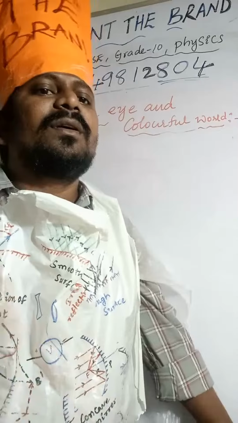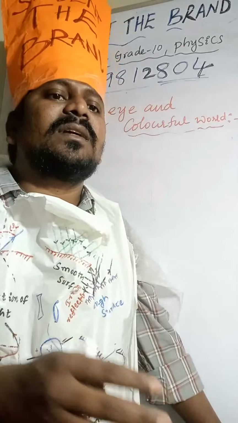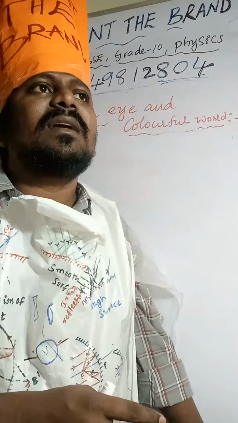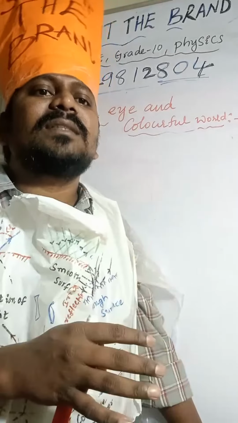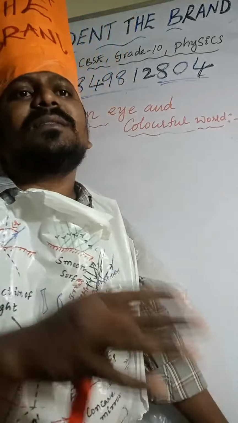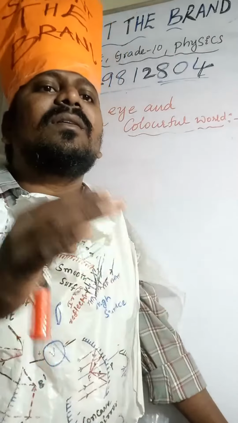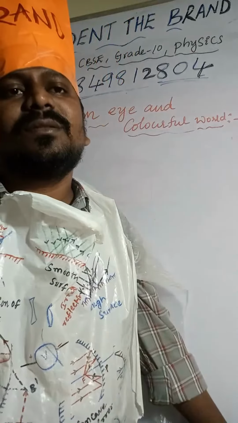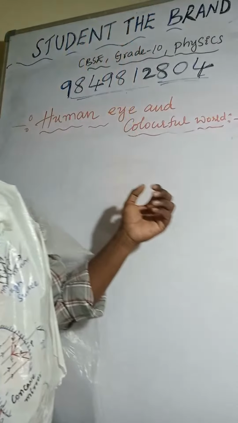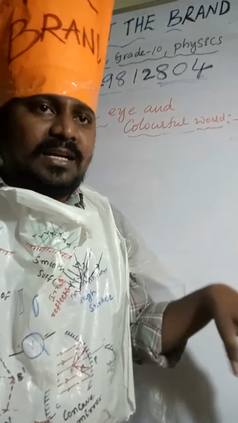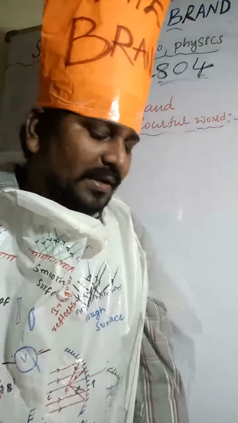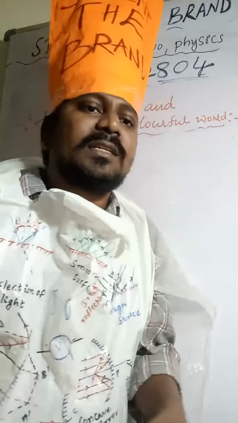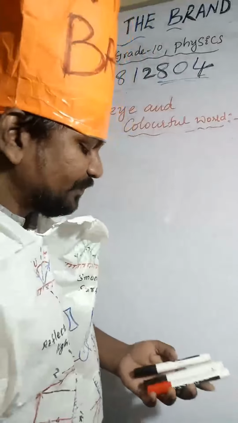For that correction, we are using a concave lens. So we are able to see near distance but we can't see far distance. Myopia is nothing but that the person who can see near distance can't see far distance. For that correction we use a concave lens.